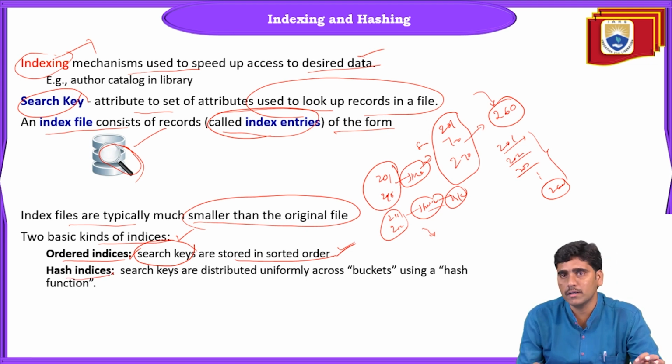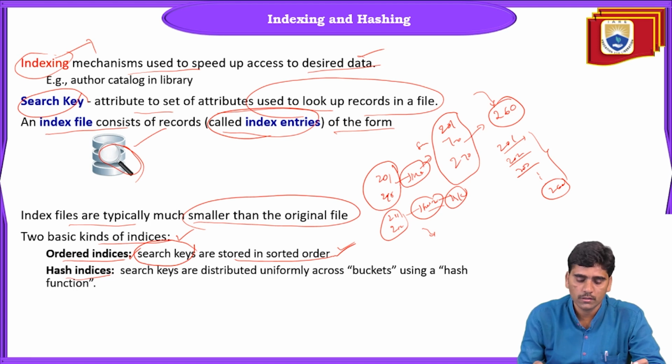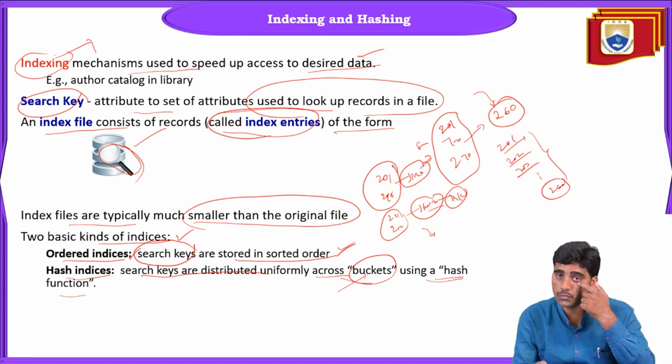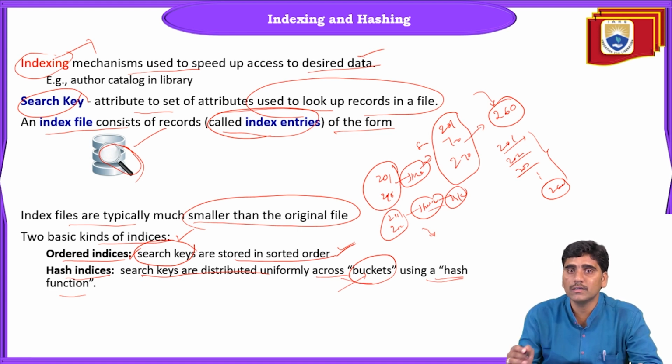The second one is hash indices. Search keys are distributed uniformly across buckets using a hash function. So bucket-wise they can distribute information for each and every search key, using the hash function. These two play an important role in finding each and every key.